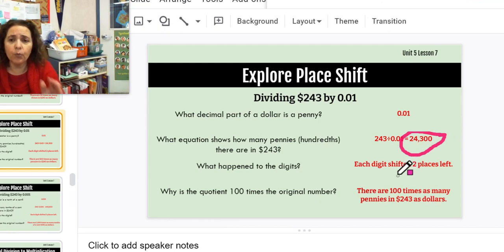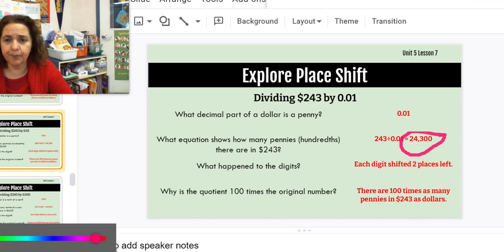Okay, so what's happening really? I'm multiplying it, right, by 100. It's getting 100 times bigger because there's 100 pennies in $1. So I got to multiply it all by 100. So there are 100 times as many pennies. Yeah, 100 times as many.